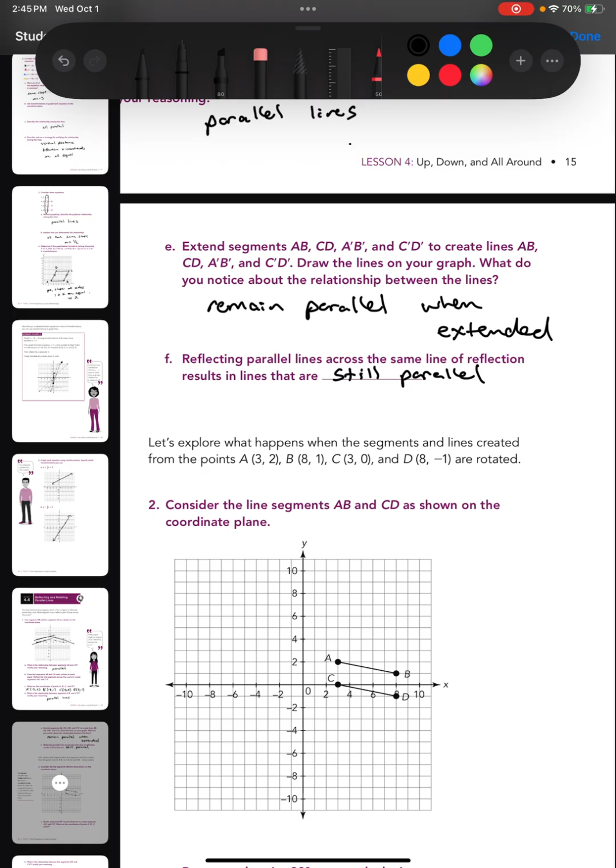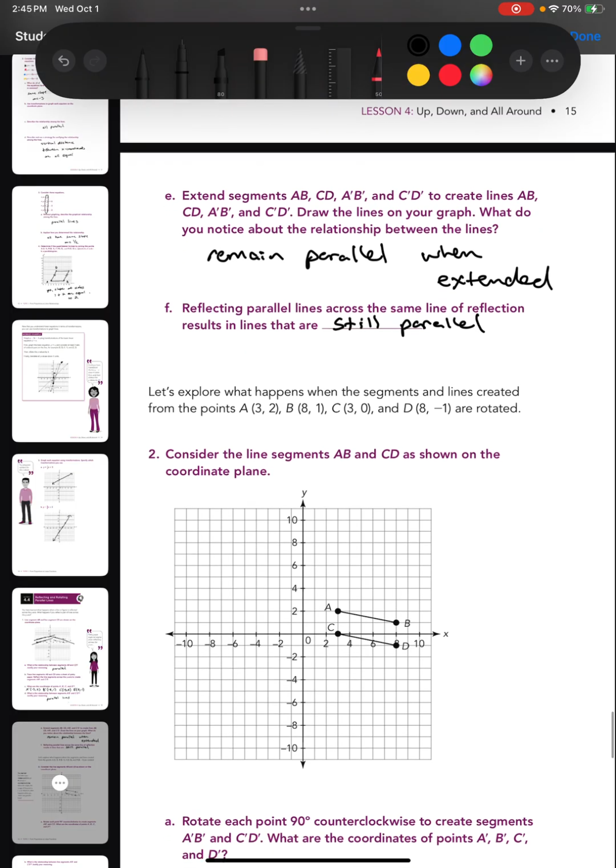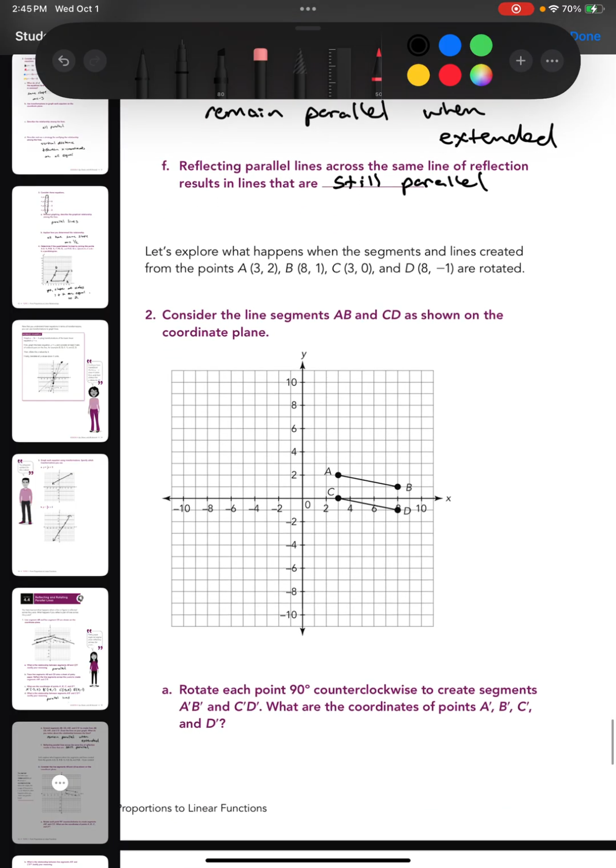All right, now it says let's explore what happens when the segments and lines created from those original points are rotated instead of reflected. So they gave us the line segments. We're going to rotate each point 90 degrees. So remember our 90-degree rule is (x, y) goes to (negative y, x). So our original points here, A is at 3, 2. B is at 8, 1. C is at 3, 0. And D is at 8, negative 1.